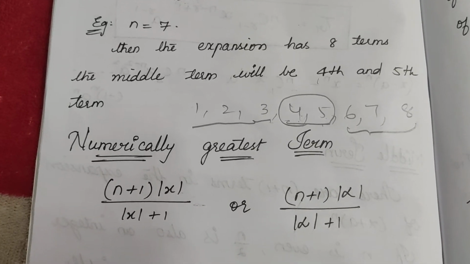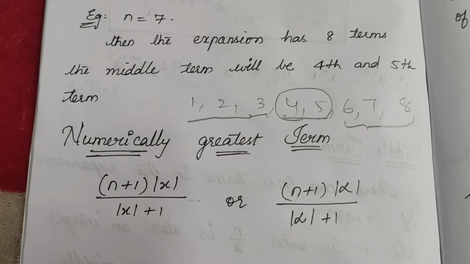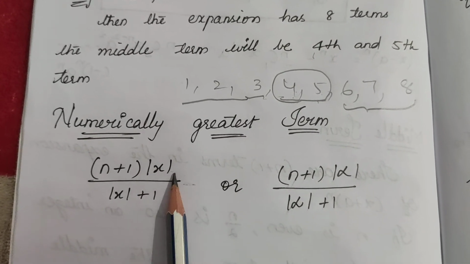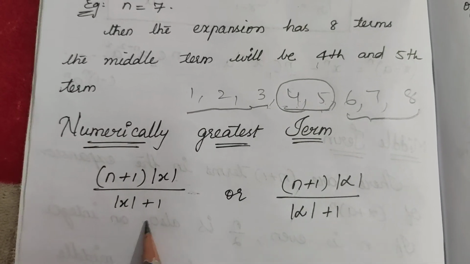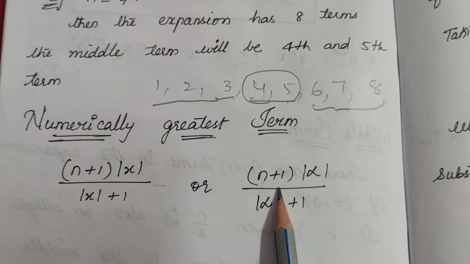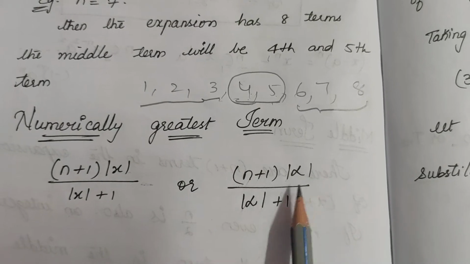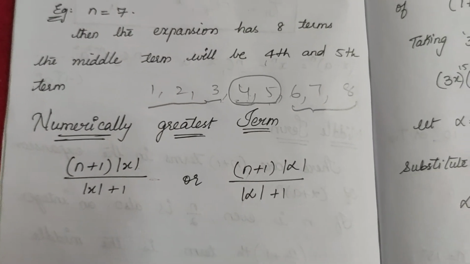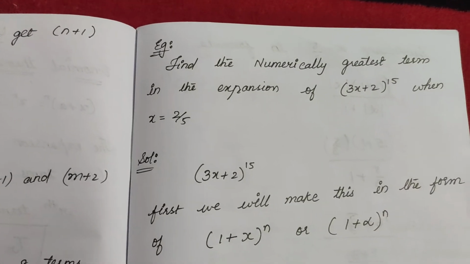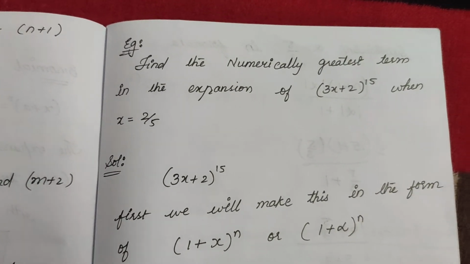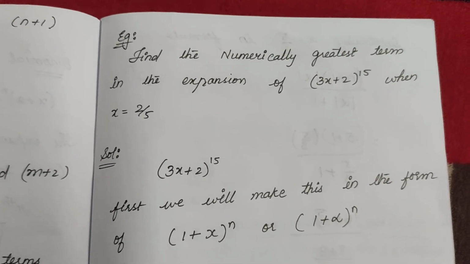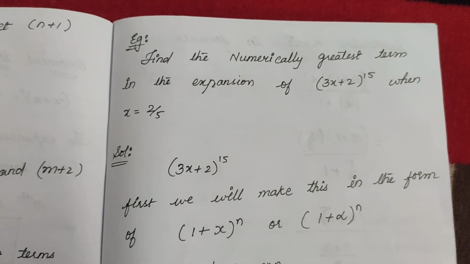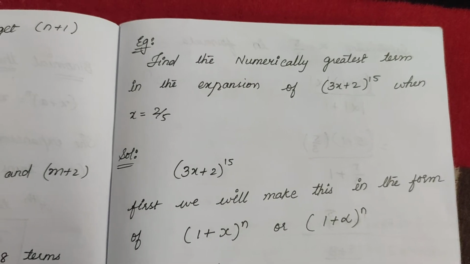If we have to find the numerically greatest term from the expansion, the formula for this is (n plus 1) mod x upon (mod x plus 1), or (n plus 1) mod alpha upon (mod alpha plus 1). Both are the same. Let's see one problem based on finding the numerically greatest term in the expansion of (3x plus 2) whole to the power 15 when x is equal to 2 by 5.